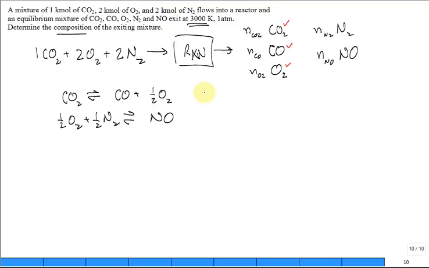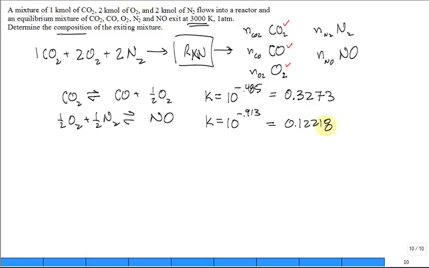Now, you can look up the K for the first reaction at 3,000 Kelvin. It'll be 10 to the minus something, or plus something, I don't know. 10 to the minus or plus some component, 0.485. And then what about the second reaction? Negative 0.913. I think if you run the calculator, this becomes 0.3273. This becomes 0.12218. So those are our equilibrium constants, K.